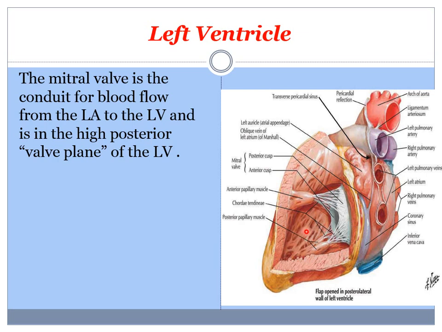Left ventricle. The mitral valve is the conduit of blood flow from the left atrium to the left ventricle, and it is the high posterior valve plane of the left ventricle. The mitral valve has a large anterior cusp near the interventricular septum, while the posterior cusp is smaller and located posteriorly. The chordae tendineae connect the mitral valve leaflets to the papillary muscle. The inflow of the left ventricle is posterior to the mitral valve, while the outflow is anterior.